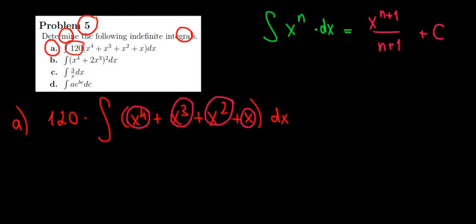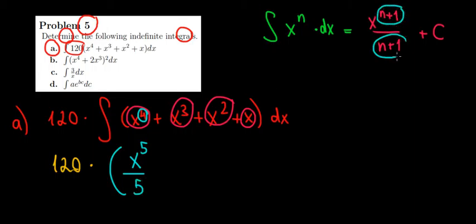So we keep the constant 120 times, and now we're going to integrate every term, and let's keep the brackets for that. So what is x to the power of 4 under the integral? That's going to be x to the power of 4 plus 1, which is 5, divided by 4 plus 1, divided by 5. Remember, that's the same as the power plus 1 divided by the power plus 1. So we go to the next term. What do we have there? x cubed under the integral.